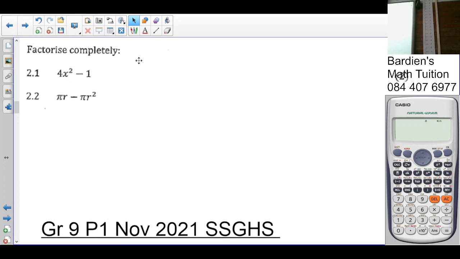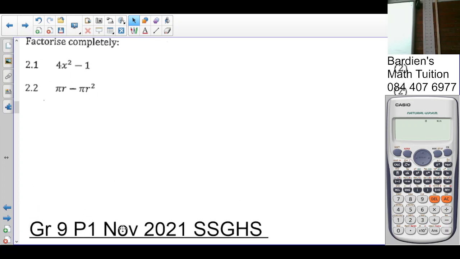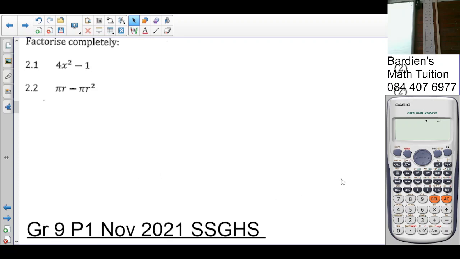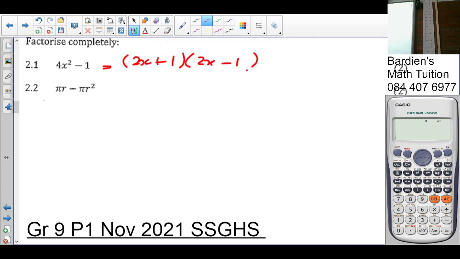Look at the next one. Factorize completely. So what type of factorization here? Difference between two squares. Right, so it's going to be 2x minus 1 times 2x plus 1.